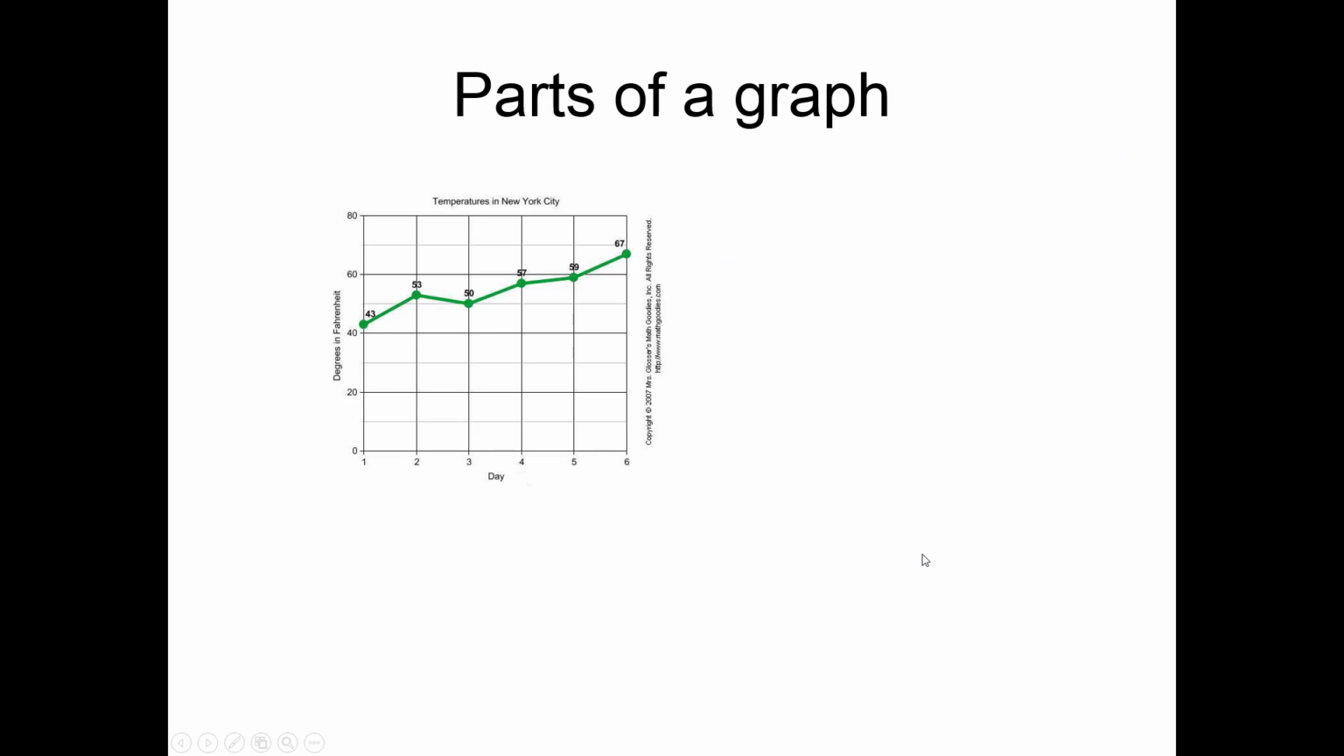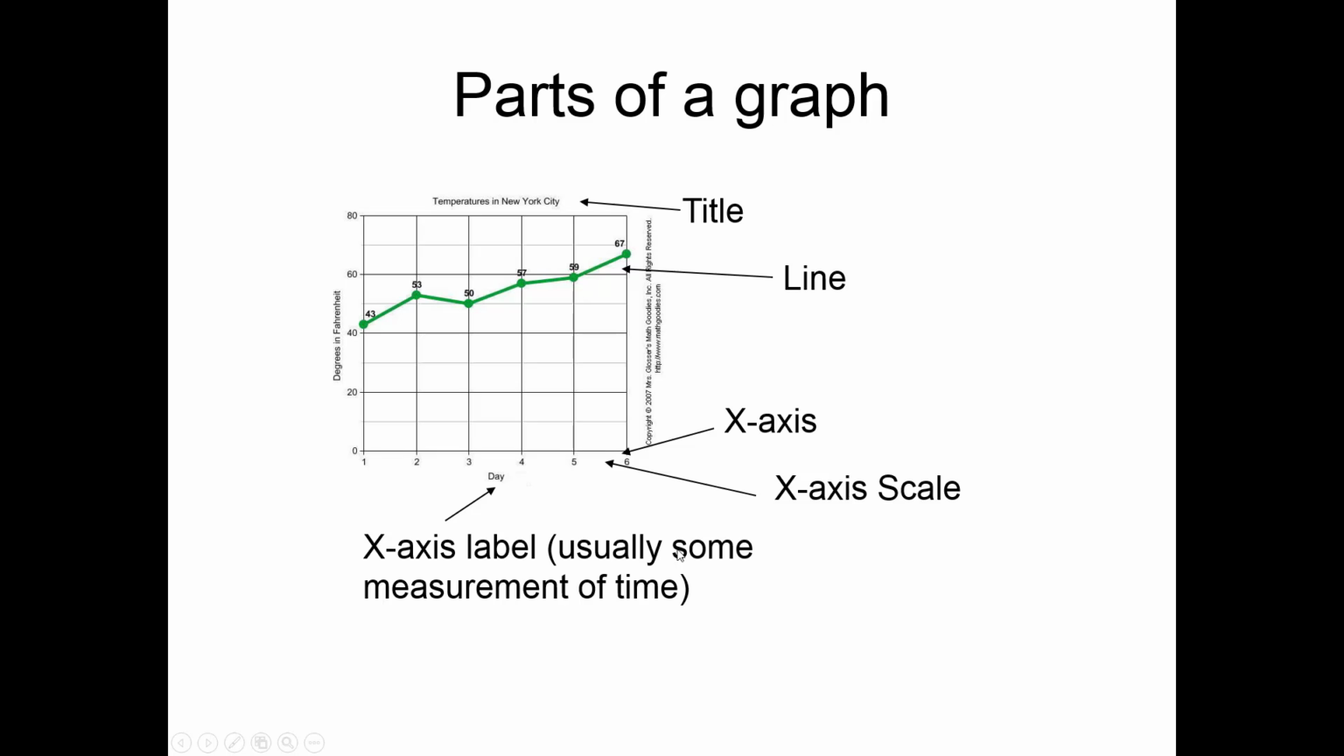Then you have a section here for parts of the graph. You have a title, you have the line, or you might have multiple lines depending on what kind of graph it is. You have an x-axis. You have an x-axis scale. So what are we counting by? It's 1, 2, 3, 4, 5, so we're counting by ones. You have an x-axis label. This is usually some measurement of time, like a day.